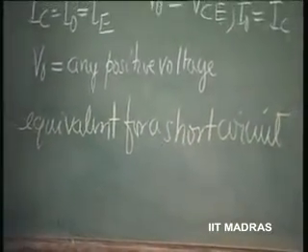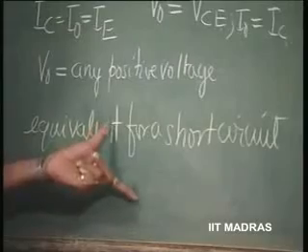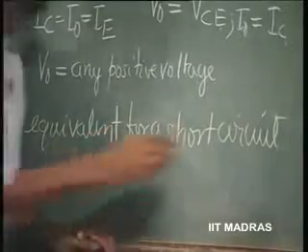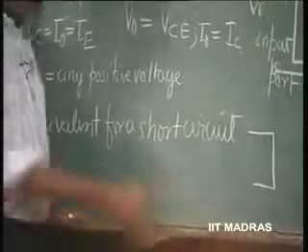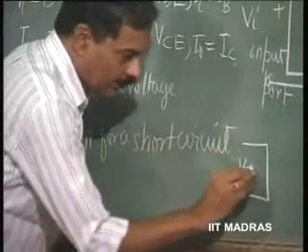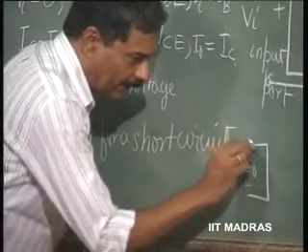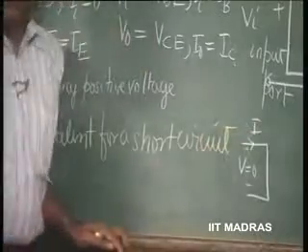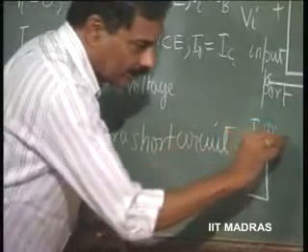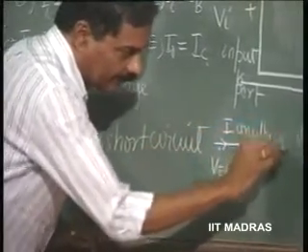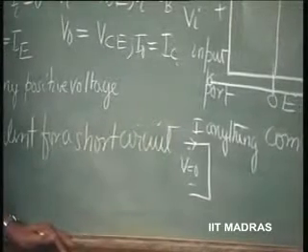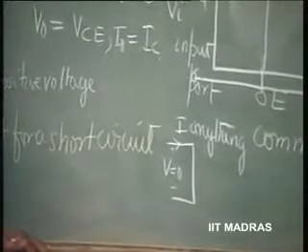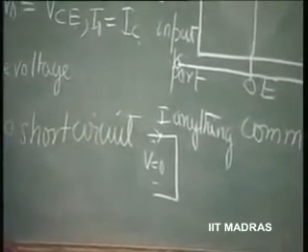Right? What is a short circuit by definition? Short circuit is something like this, let's say. Here the voltage is 0 and current is anything, not defined. Okay? Current can be anything. That is called a short circuit.